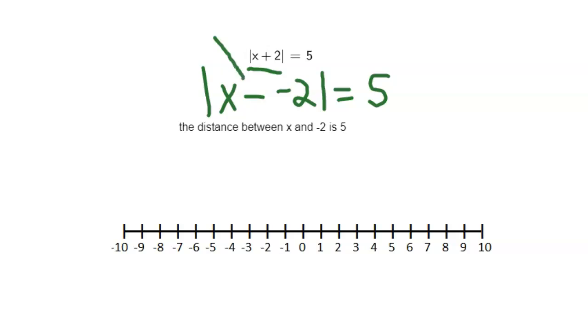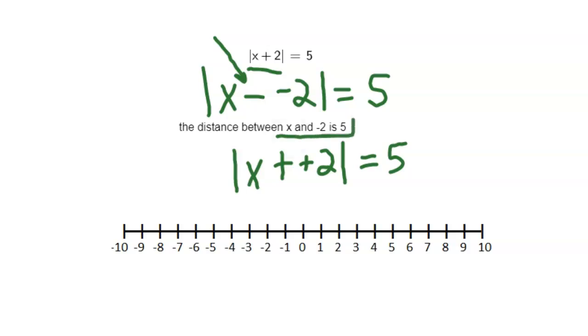So in other words, anytime you want distance, you have to subtract the two numbers. Well, if you subtract two numbers, that's really plus a positive 2. You got two changes in direction. And so that's how it's back to a positive. So it uses that distance again. But more importantly is this part. The distance between x and negative 2 is 5.